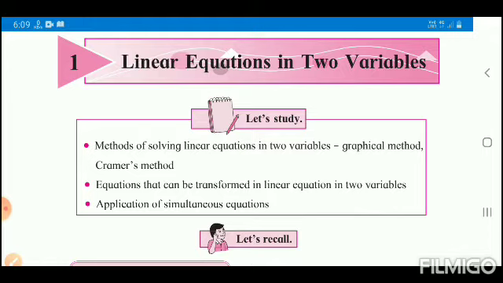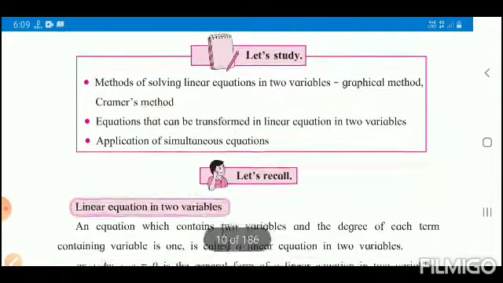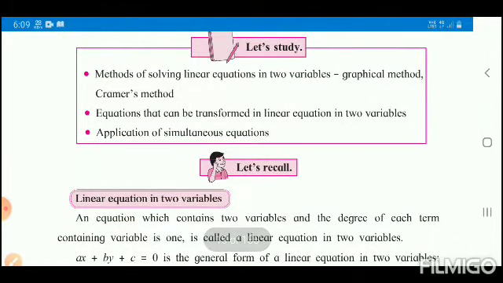Hello students, today we will see chapter number 1 from your mathematics part 1 book, that is linear equations in two variables. In this chapter we will study the following points. These are methods of solving linear equation in two variables. The methods are graphical method and Cramer's rule method. Second point is equation that can be transformed in linear equation in two variables. And third point is application of simultaneous equation.